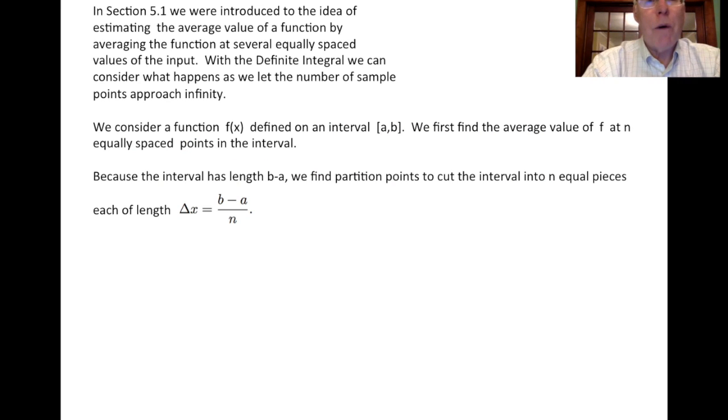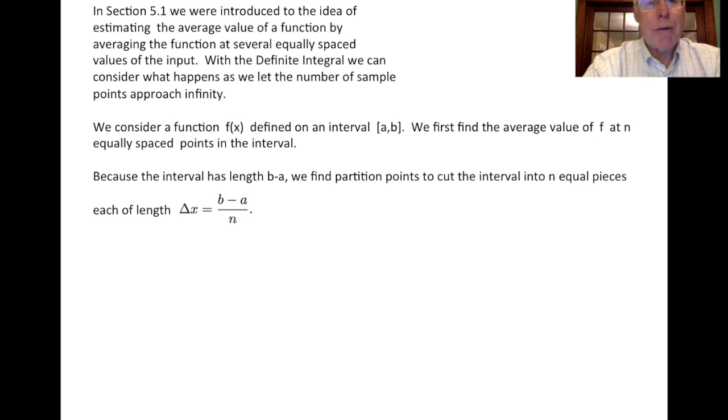So in section 5.1, we talked about the idea of estimating the average value of a function. We did this by evaluating the function at several equally spaced points and then finding the average of the function values at those points. We took maybe 3 or 4 equally spaced points or 10, added them up, divided by 3 or 4, 10, whatever is right, and that seems like a reasonable way to average a function. Now, we can actually extend this process with the help of the definite integral.